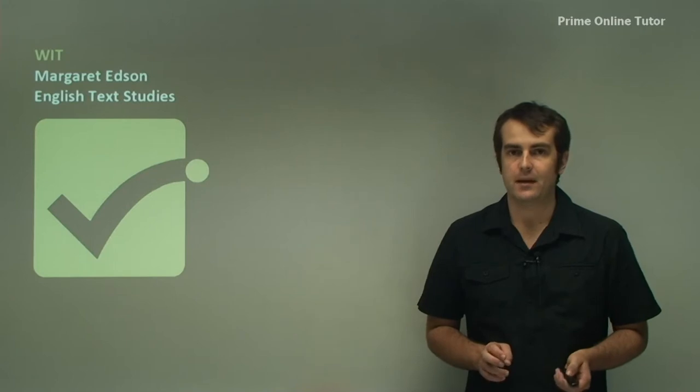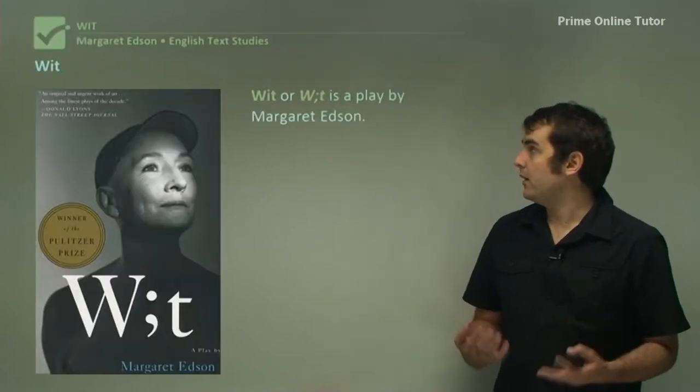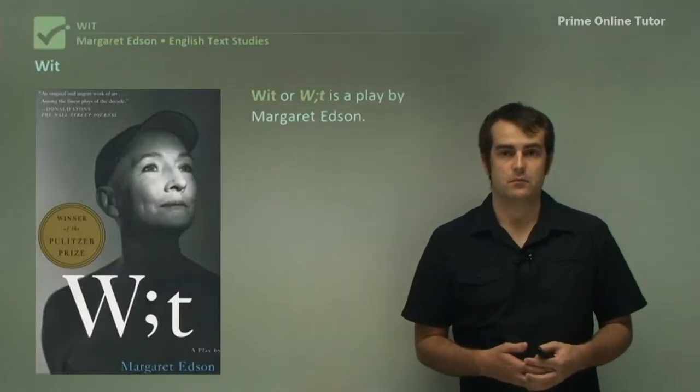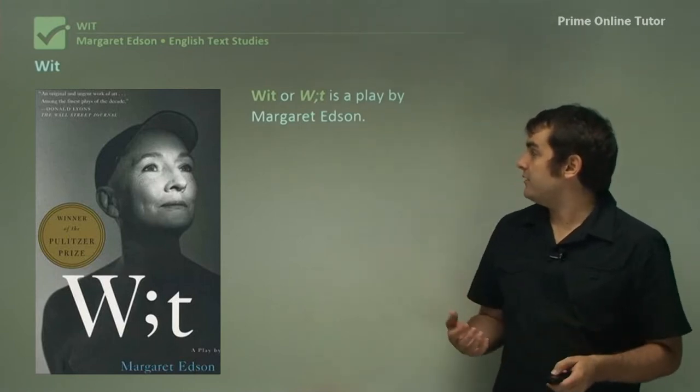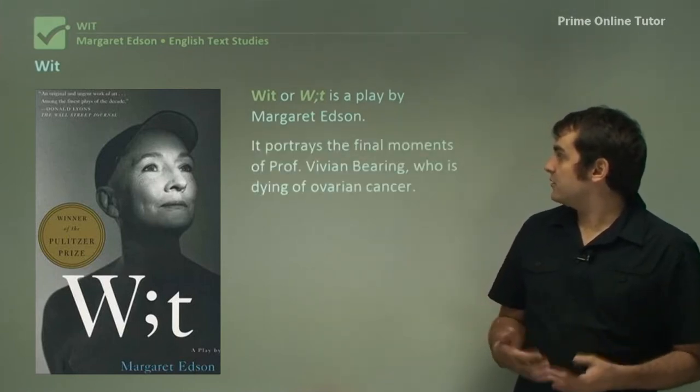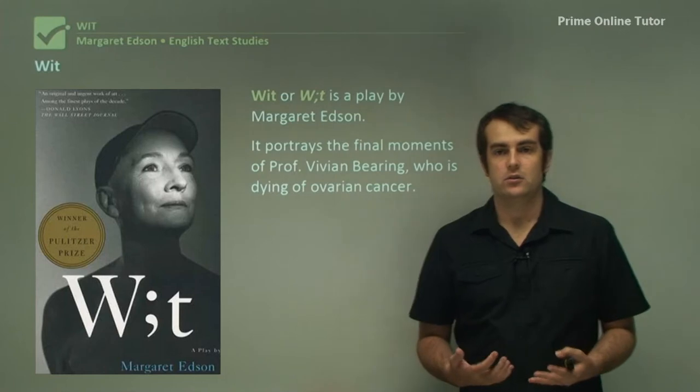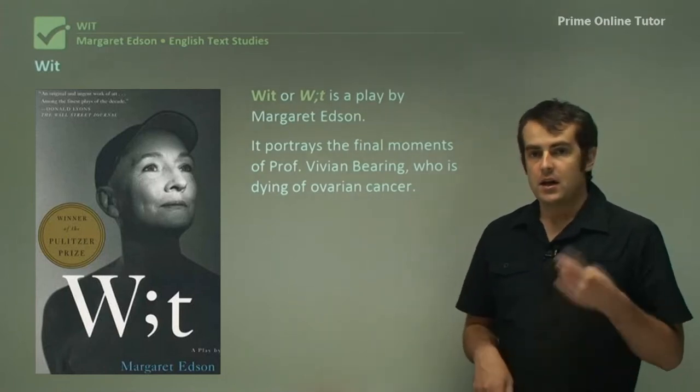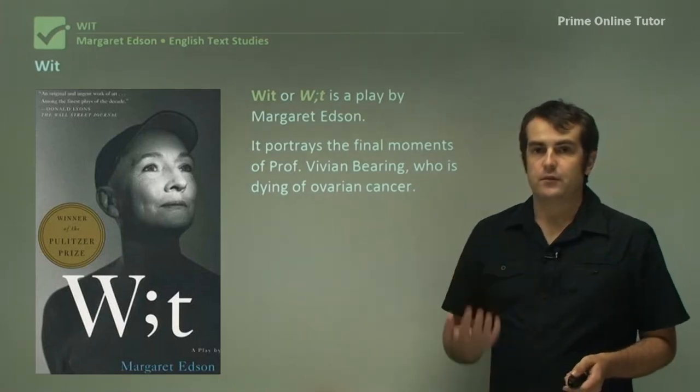So let's just go through the basics of the play first. It's Wit, or sometimes written as W;t with a semicolon, a play by Margaret Edson. It portrays the final moments of Professor Vivian Bearing, who is the main character of the play, and she is dying, as I said before, of ovarian cancer.